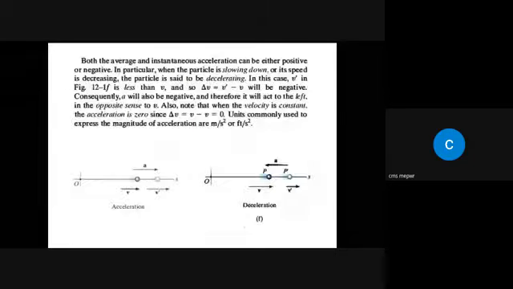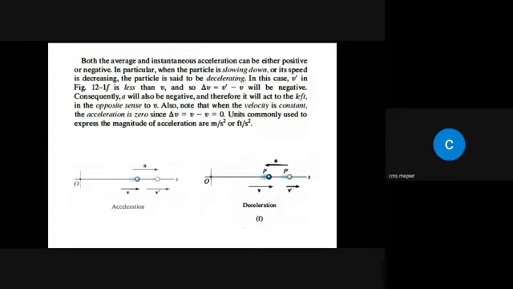Okay, so both the average and instantaneous acceleration can be either positive or negative. Both are basically vector quantities, and the sign depends on the direction and on the velocity. If the velocity is increasing, it can be positive. If the velocity is decreasing, it can be negative.